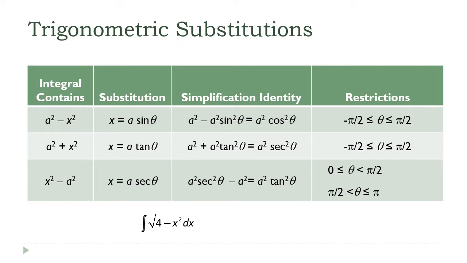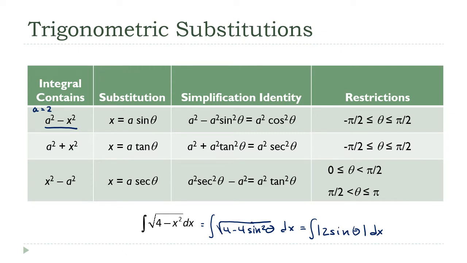So looking at the integral that we started off with on the last page, the integral of the square root of 4 minus x squared, that looks like this one, where a is equal to 2. So I would substitute 2 sine theta for x. And if I do that, this becomes the integral of the square root of 4 minus 4 sine squared theta dx, which is the integral of the absolute value of 2 cosine theta dx.